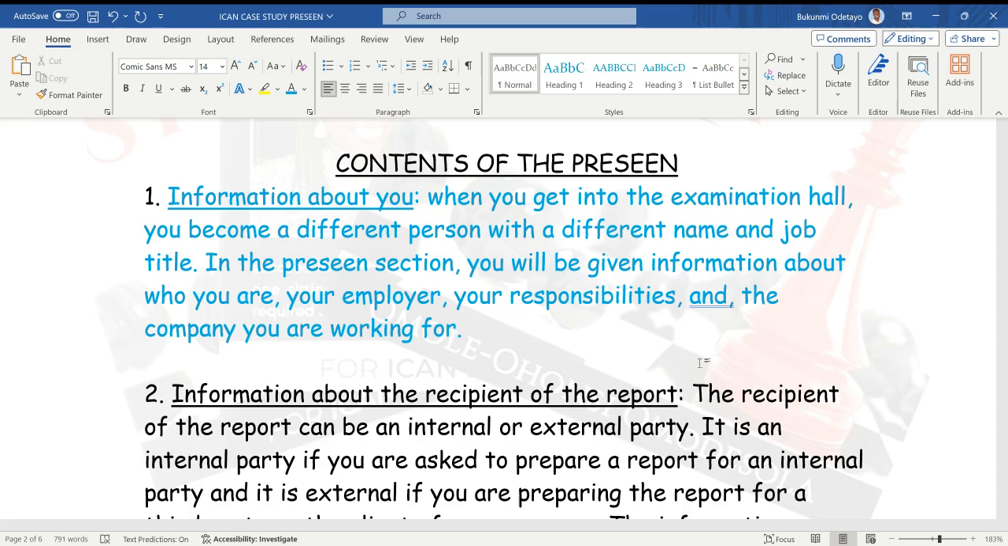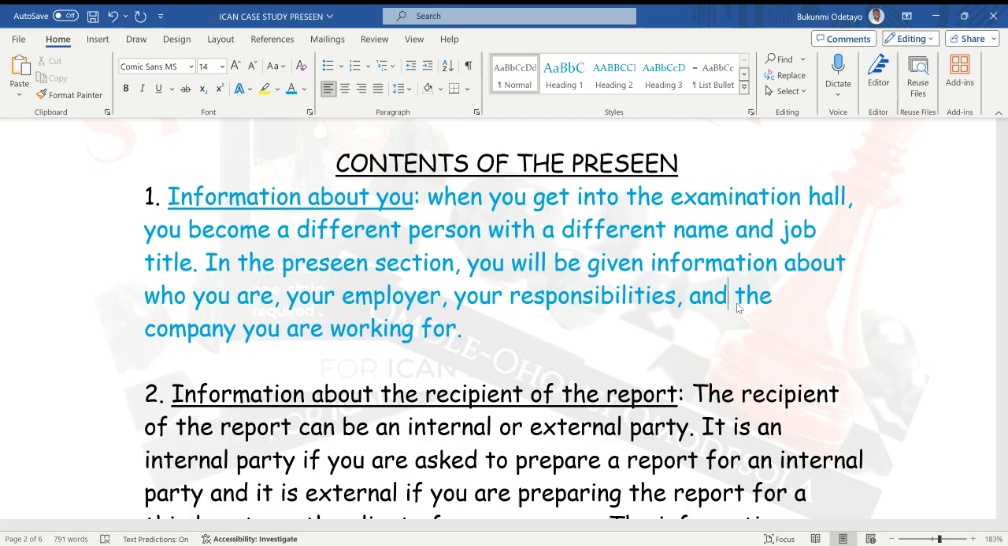So it's like a totally different person that you become when you enter the examination hall, right? So that's just basically what we do. We give information about you. Oh, you are Mercy Williams, you understand? We probably are with Mercy Williams. You work for Skyride and Co., Chartered Accountant. Your responsibilities include bookkeeping, accounting, and some stuff like that, right?